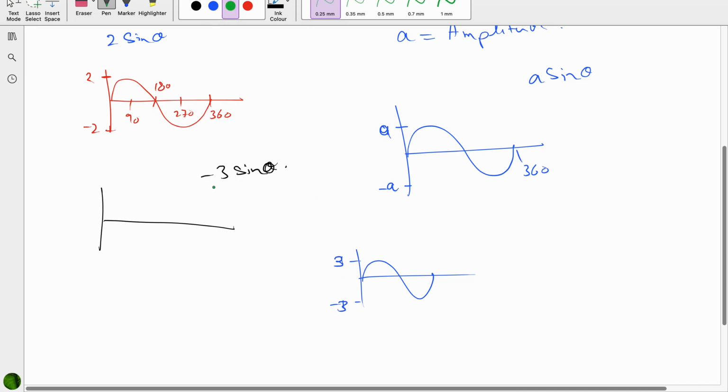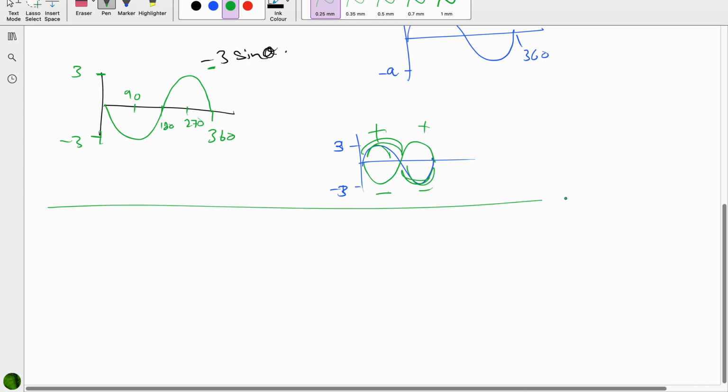But what happens when it is negative? The graph reflects in the x-axis. All those values which were positive now become negative. All those which were negative now become positive. So the graph will reflect in the x-axis. Maximum value still stays 3 and minimum -3, and it still ends at 360. This is 180, this is 90, and this is 270.